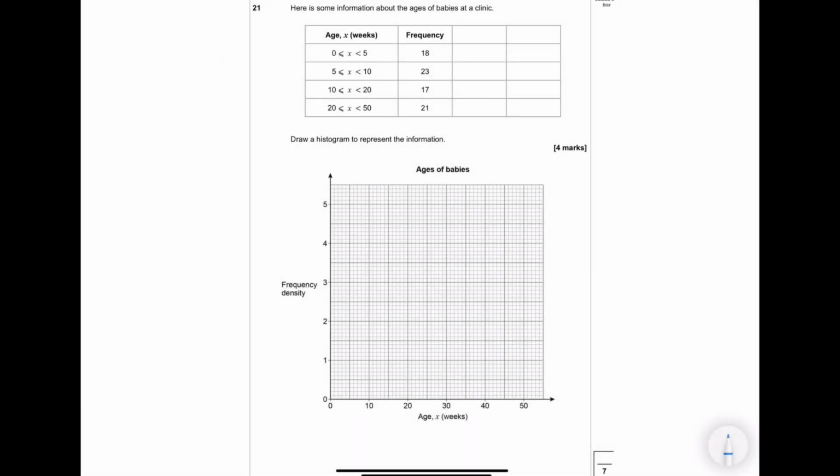In this question, we have to draw the histogram for the given information. To draw the histogram, we need intervals and then the frequency density. But in the table we have just the intervals and frequency, so we need to work out the frequency density. The formula for frequency density is frequency divided by class width.